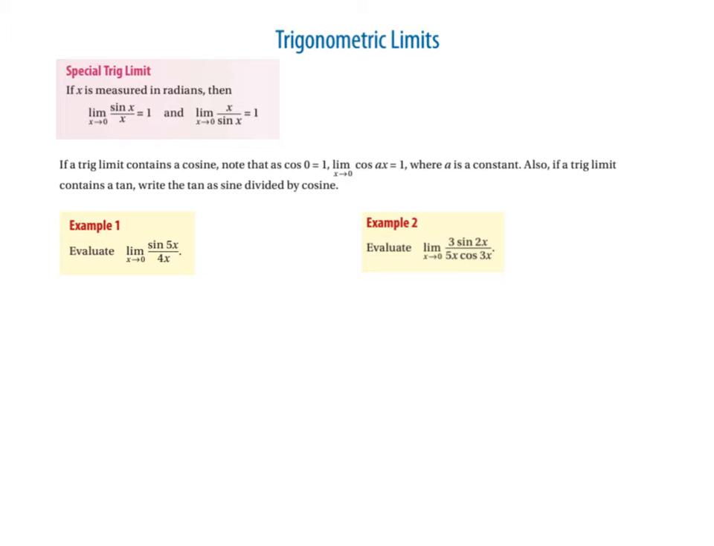Hi guys, in this video we're going to look at trigonometric limits, and there's a couple of special trig limits that we need to know. The first one here is that if x is measured in radians, then sine x over x, as x tends towards 0, this limit will become equal to 1.